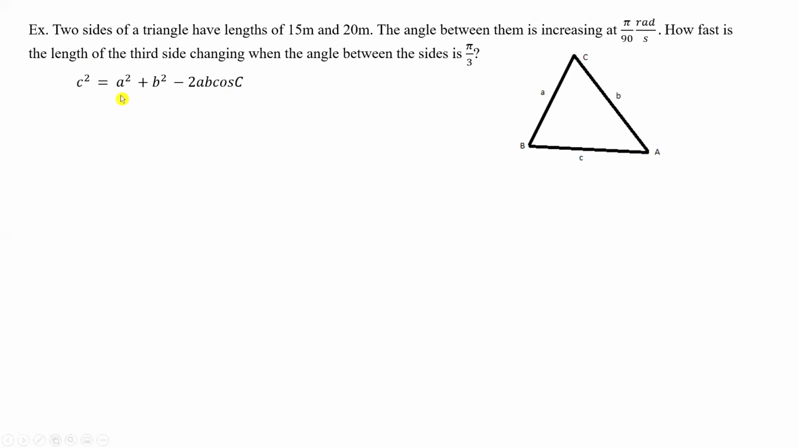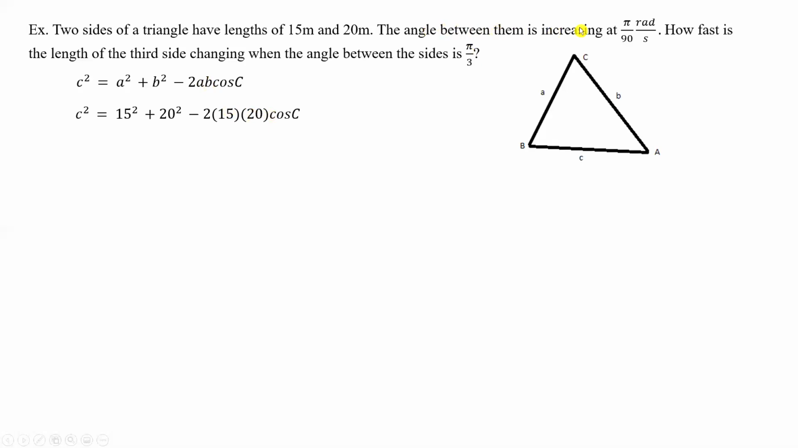Now, there's a lot going on, so let's put in any information we can. The 15 meters of the triangle can go in because it is not changing. So let's put the 15 in for A and the 20 in for B. 15, 20, there's another A, that's 15, and another B, that's 20. If you are tempted to put in the pi over 3, let's talk about why you cannot.